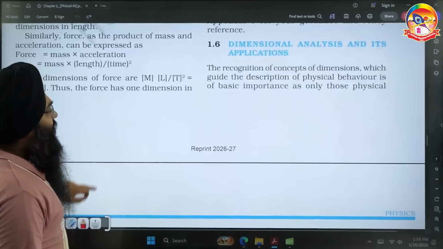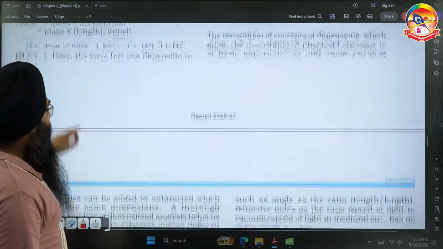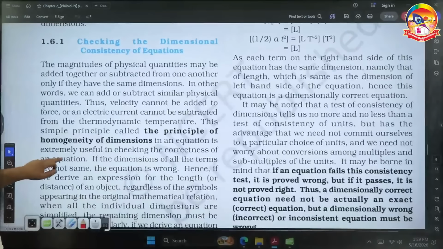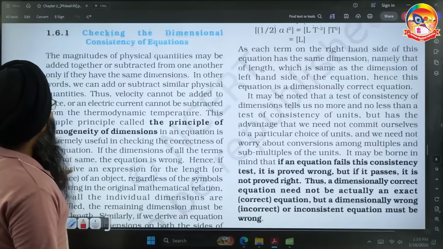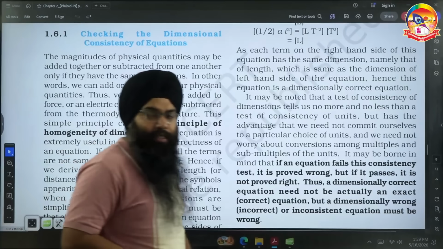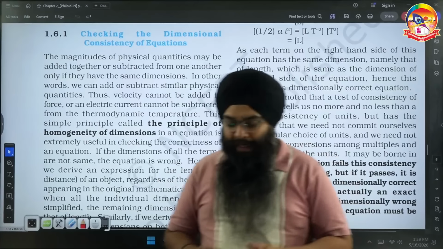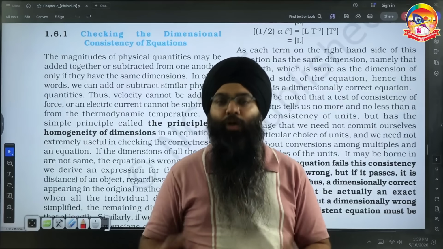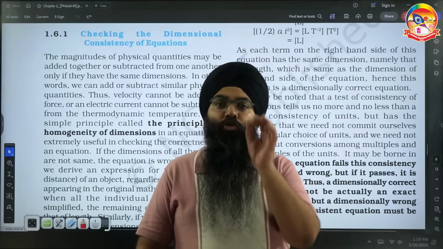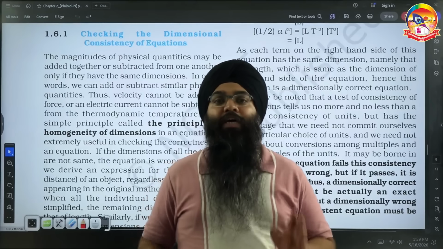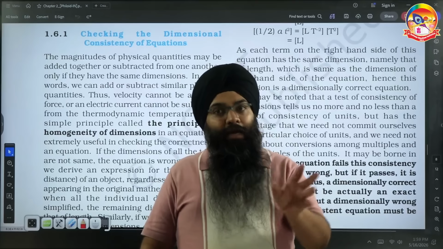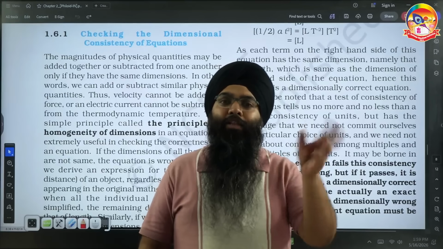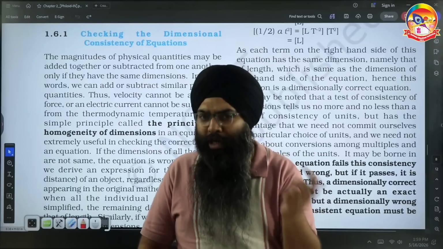Now let us do the dimensional analysis of some quantities and its applications. Please understand one thing. The first dimensional application is checking the dimensional consistency of equations. Basically, what does it mean? Suppose you are adding two quantities or subtracting two quantities. Always remember only those quantities can be added or subtracted which have the same dimensions. You can add length with length, mass with mass, volume with volume, but you cannot add length with time. 2 meter plus 2 seconds does not have any significance.